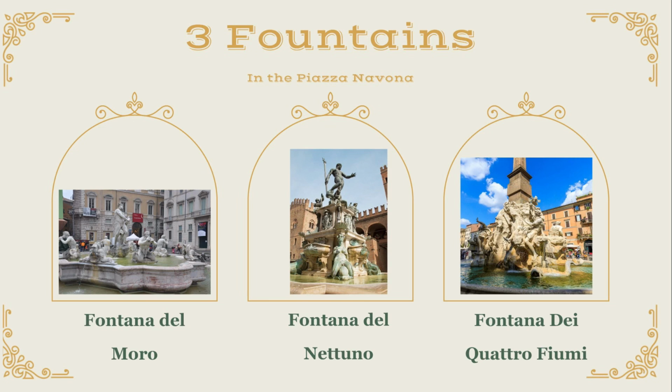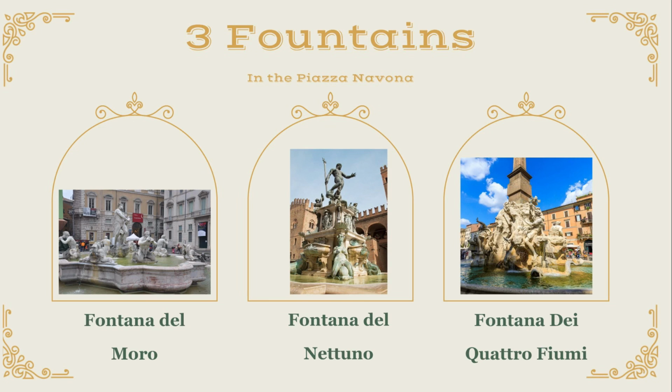This fountain is also called the Fountain of the Four Rivers, and it can be found in the center of the piazza. It was designed by Bernini in 1651. The fountain is made out of travertine, marble, granite, and bronze in Baroque-style sculpting.